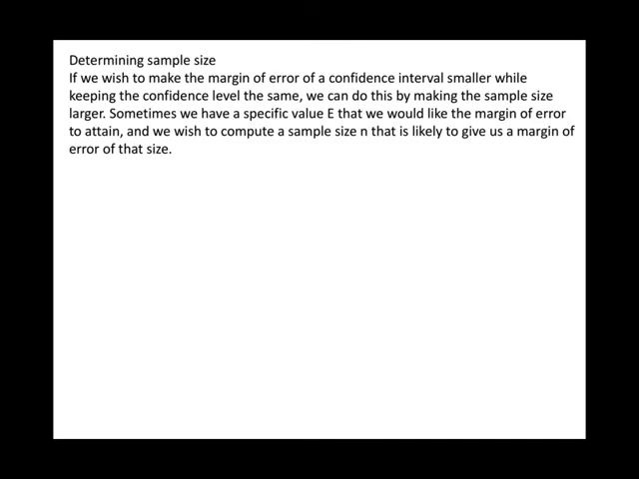Okay, now determine the sample size. If we wish to make the margin of error of a confidence interval smaller while keeping the confidence level the same, we can do this by making the sample size larger. We talk about this part in section 7.2. If we want to restrict the margin of error and keep the same confidence level, we are going to arrange the sample size here. So this is how we find the margin of error. We're going to apply the same formula. So right now, if they give the E, and you want to determine the sample size, you're going to plug into this formula.